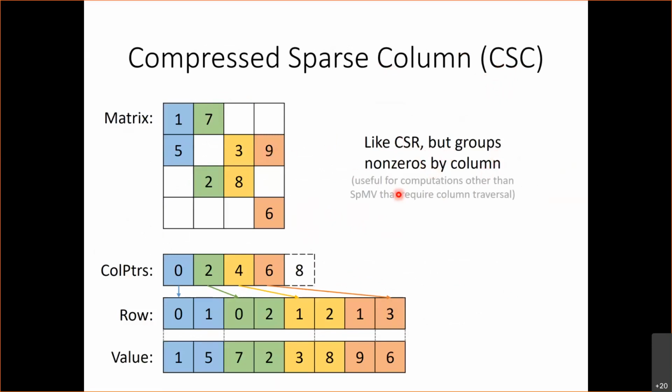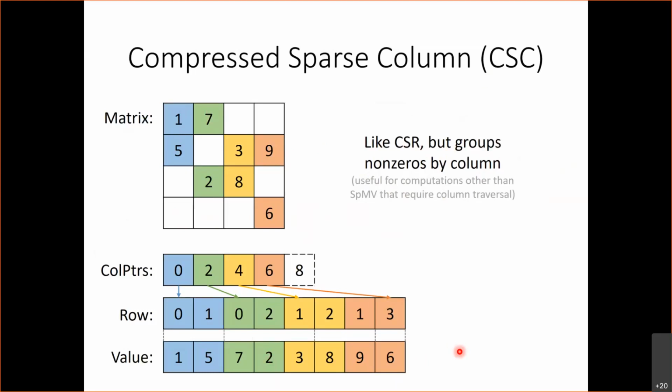SpMV doesn't require this, but if I have some other computation that requires me to loop through the columns of a matrix, in this case CSC would put the non-zeros of the first column next to each other, followed by the non-zeros of the second column, followed by the non-zeros of the third column, etc. So CSC would have similar advantages and disadvantages to CSR, except for accessibility. CSC makes it easy to access the non-zeros of a column given a column index, whereas CSR makes it easy to access the non-zeros of a row given a row index.